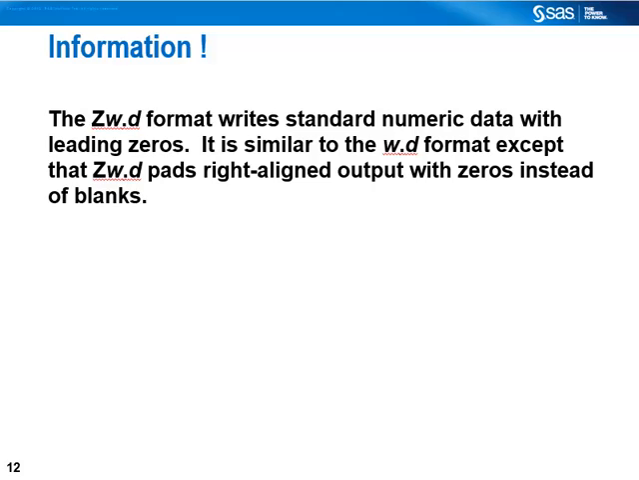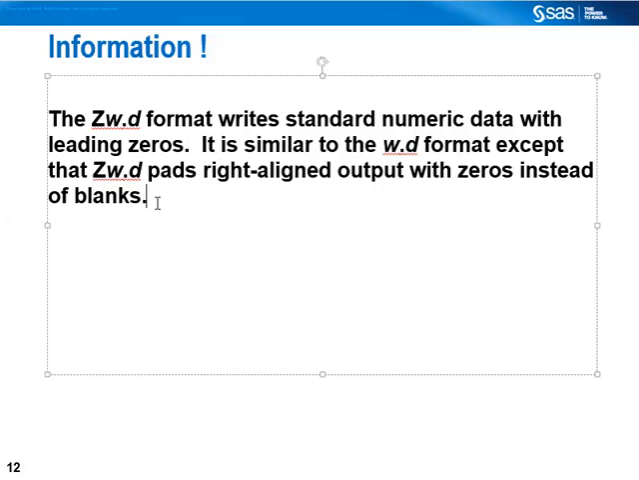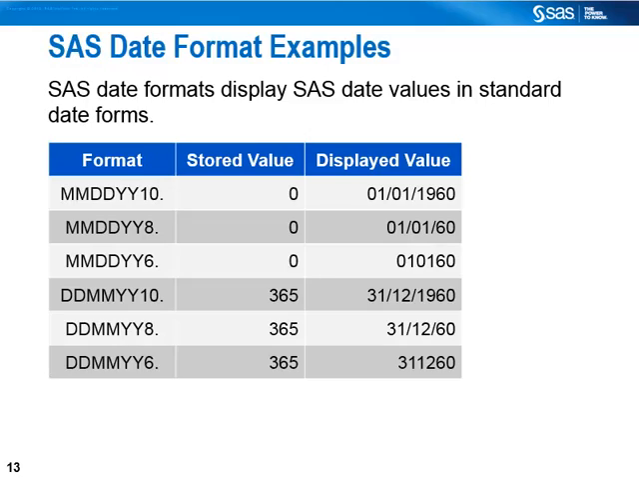The ZW.D or ZW period D format writes standard numeric data with leading zeros. It is similar to the W.D format except that ZW period D pads right aligned output with zeros instead of blank. An example I can take is, if I have defined the length of the format to be 8 and my number of digits is 4, it will have 4 zeros before it, that is the leading zeros, and then I will have my number. So as the defined length is like Z8 dot, that is what the output would be.